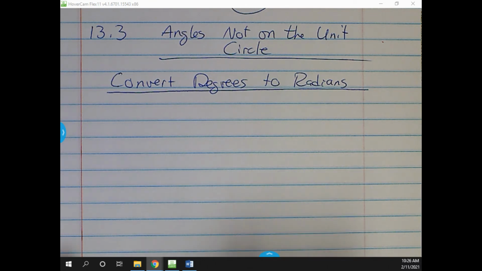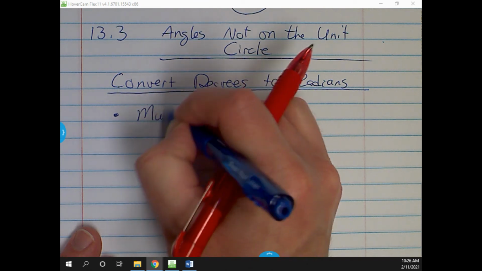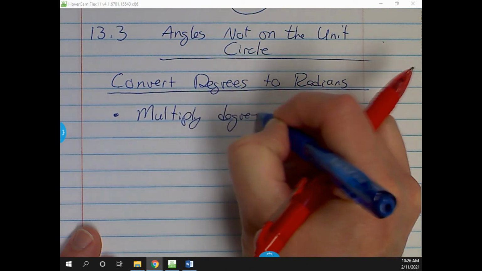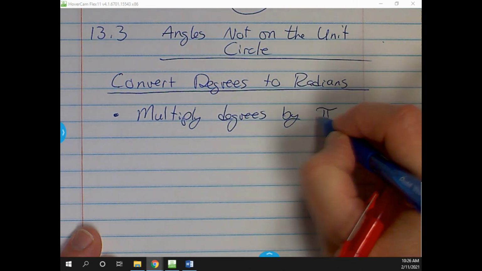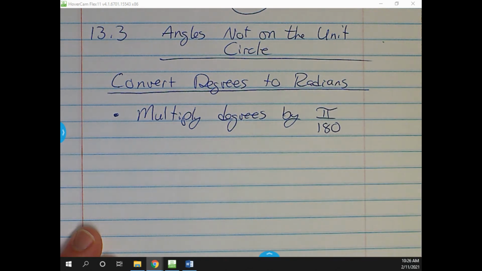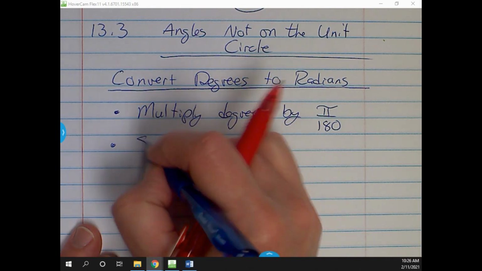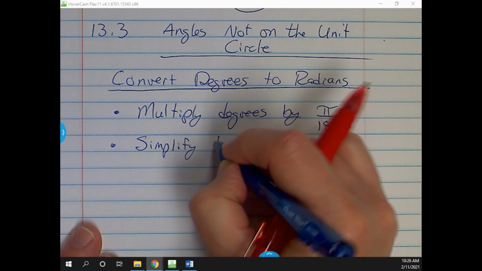Okay, so here's what we're going to do. And it's really two easy little things. You're going to multiply whatever the degrees are by pi over 180. And then once you do that, there's only one other thing you have to do, and that is simplify the fraction.